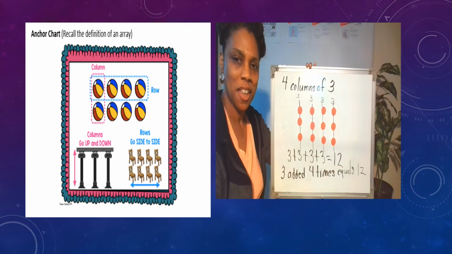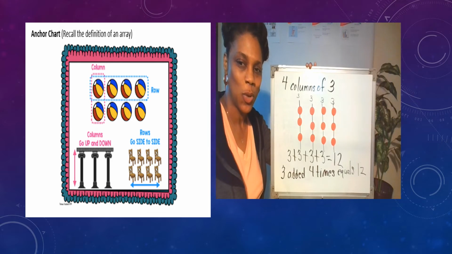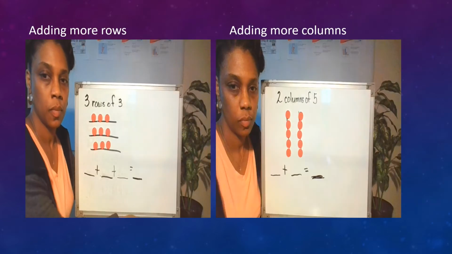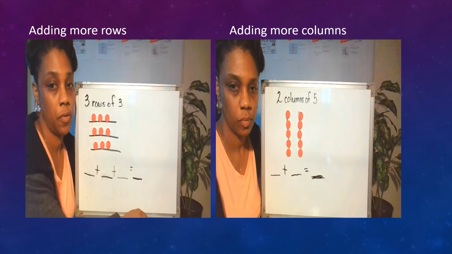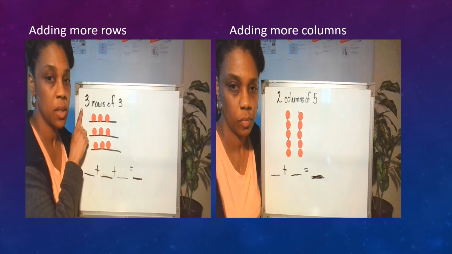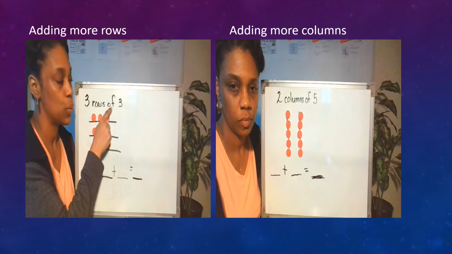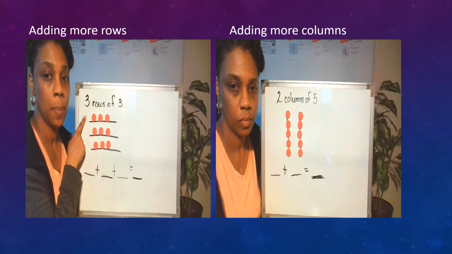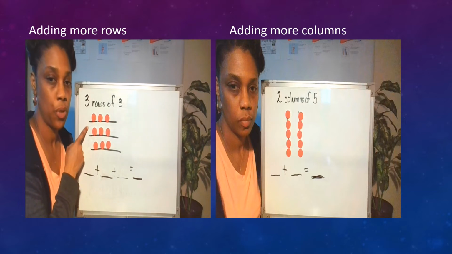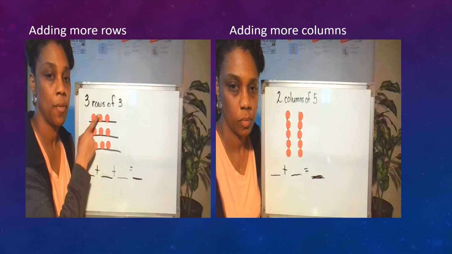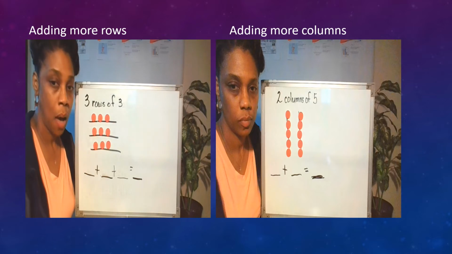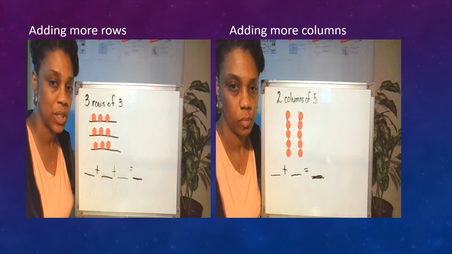Okay, so let's look at the next slide and see what other goodies we have in store for us. Let's look at some more and different arrays. In this array, I have 3 rows of 3. The picture is already made for us. We have 3 rows, and on each row we have 3 chips. How would I write this as a repeated addition sentence?